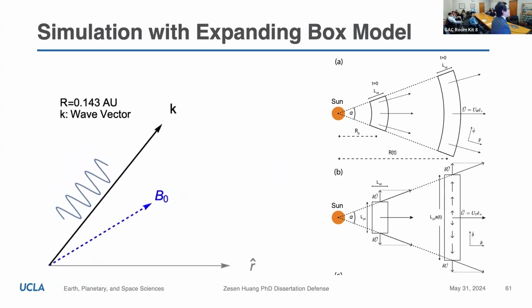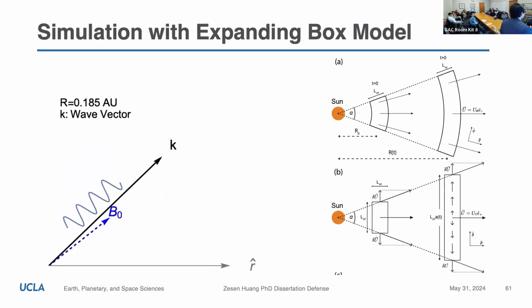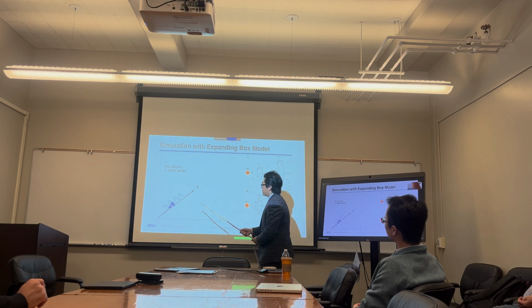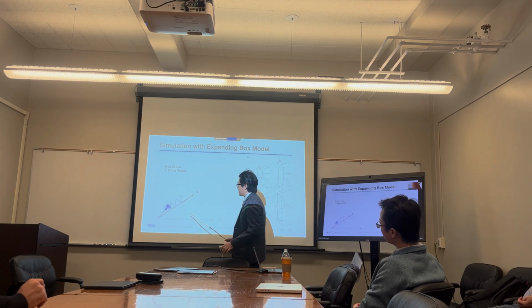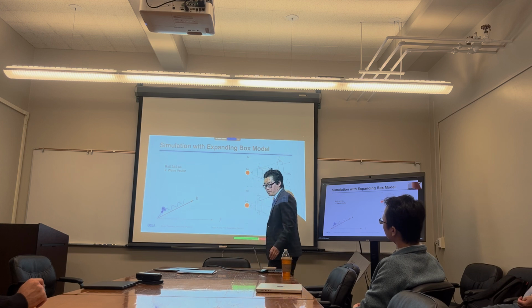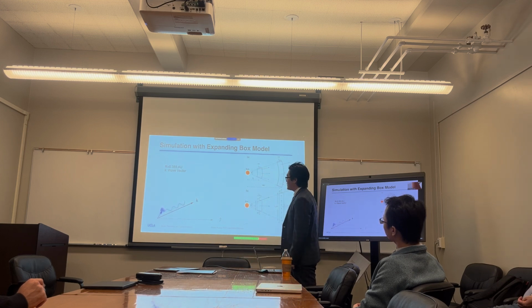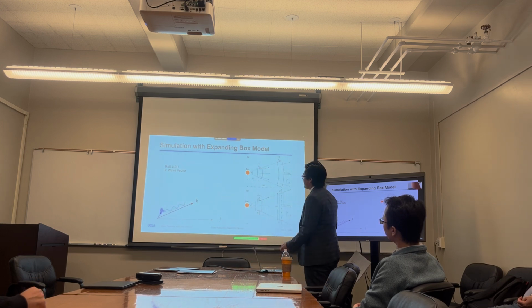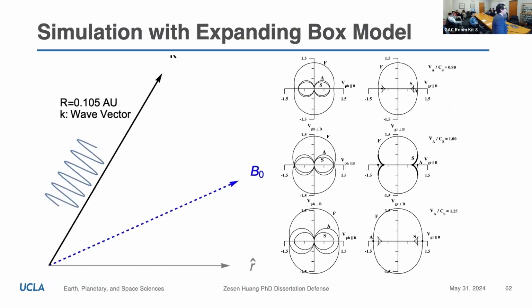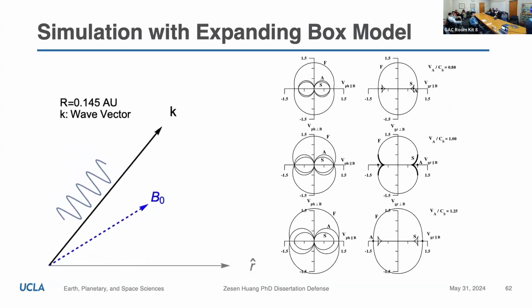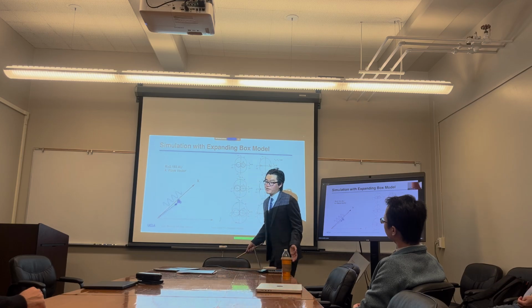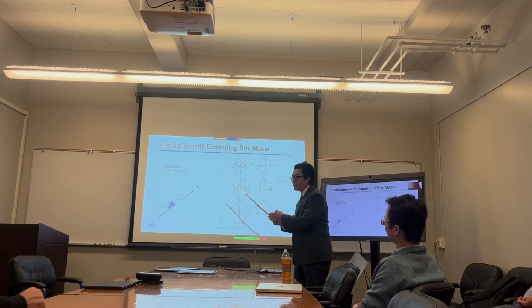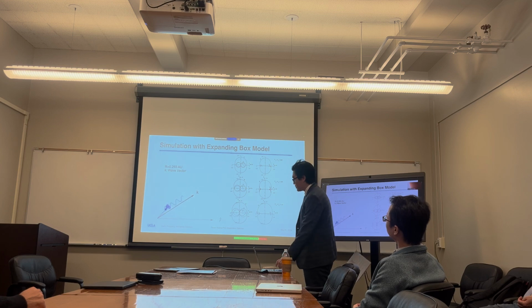In the expanding box model, as you propagate outwards, the background magnetic field will turn away from the radial due to expansion, and the wave vector will turn towards the radial, also due to expansion. Somewhere in the middle, B0 will be aligned with k, and if we choose the initial condition carefully, we can make it such that when B0 and k are parallel, the sound speed also equals the Alfvén speed, so that we can create a linear mode conversion condition.